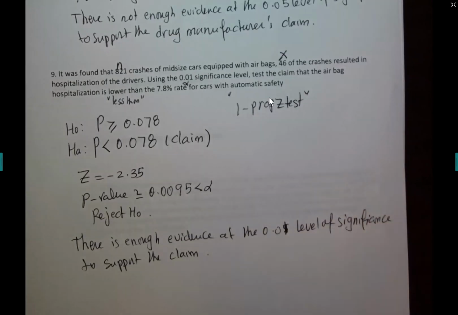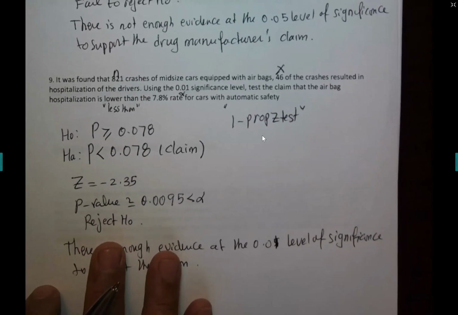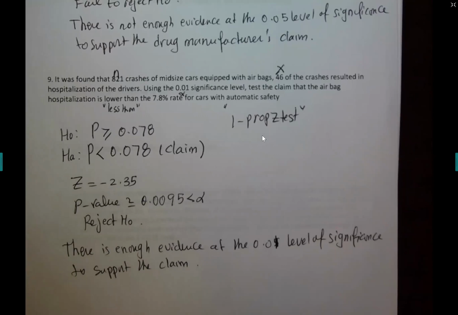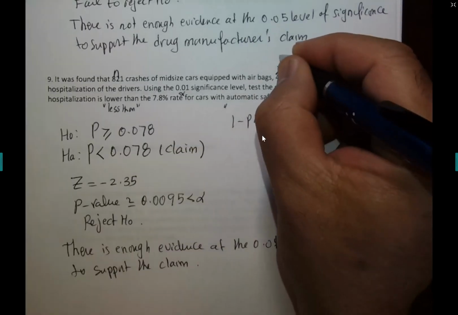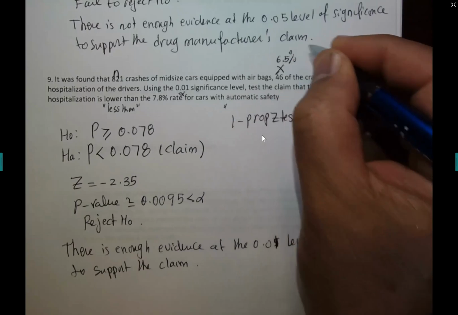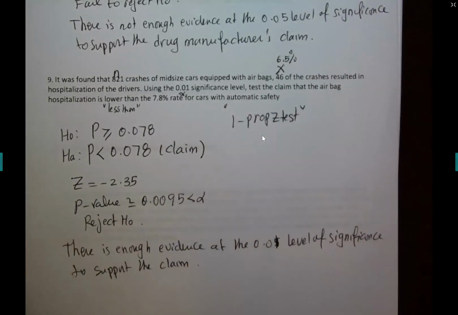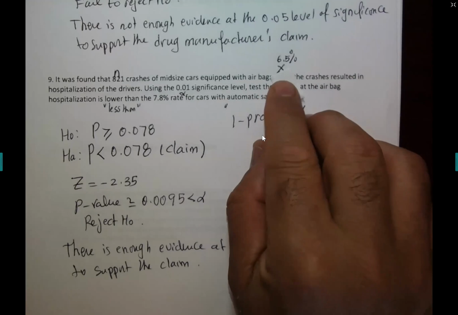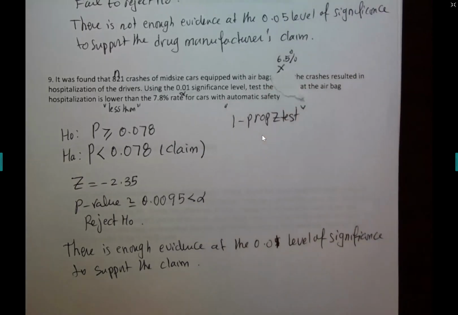Now I want to bring your attention to something very, very important if you come across it as you do your homework. Let's say instead of 46 here, he put this. Please pay attention to that. So there is no 46, guys. 46 is not there at all. I'm just going to hide it. It was found that in 821 crashes of mid-sized cars equipped with airbags, 6.5% of the crashes resulted in hospitalization of the drivers. Using a 0.01 significance level, test the claim that the airbag hospitalization rate is lower than the 7.8% rate.